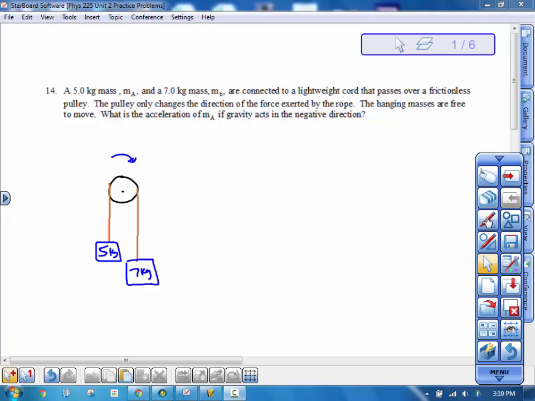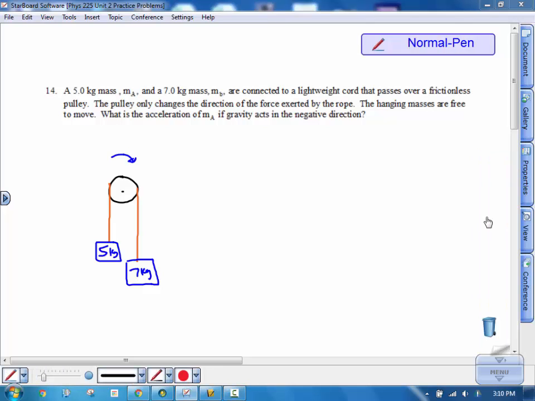Okay, these are the short answer questions from the practice problems from Unit 2. Number 14 gives you this picture here, two masses hanging over a pulley. So we're going to draw a free body diagram. One for the 5 kilogram mass would look like this. It's got mg pulling down, and it's got tension pulling up, and the tension will actually be a little bit bigger than the weight because it's going to go this way.